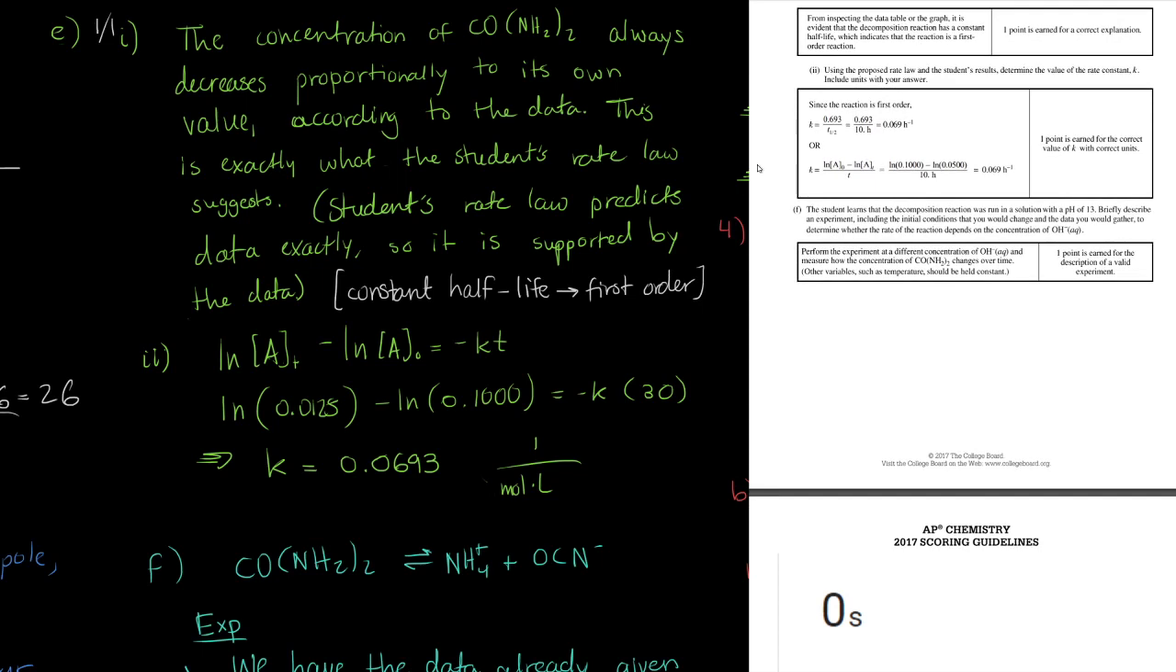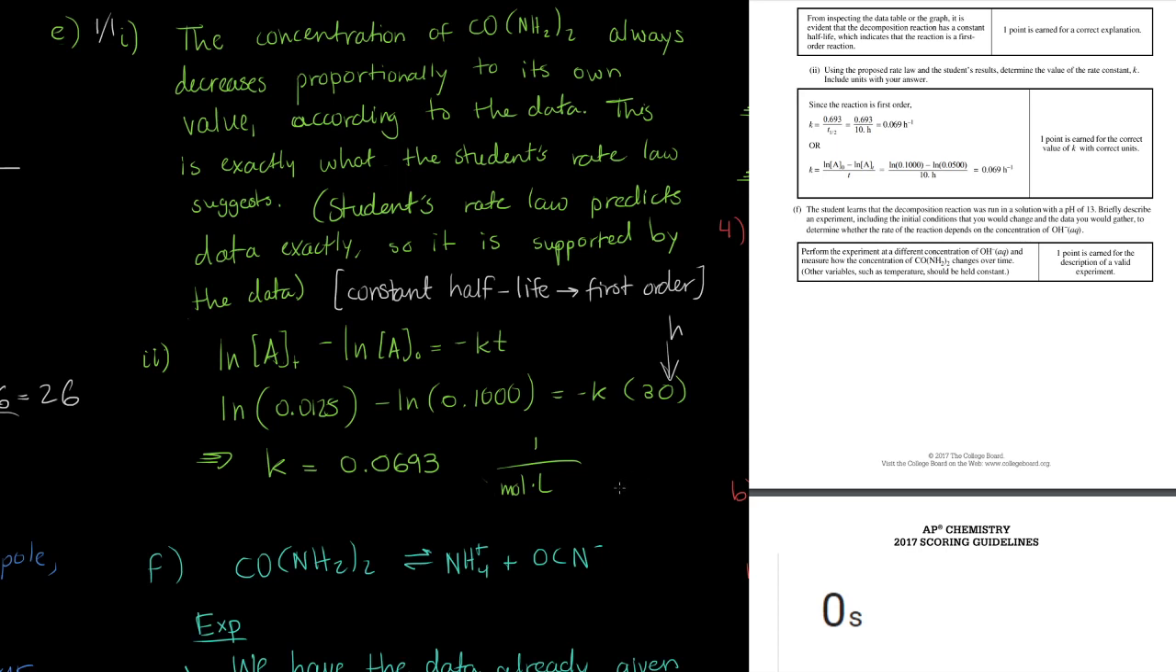Using the proposed rate law and the student's results, determine the value of the rate constant. H minus. What in the world is H? Hours! Oh! Remember how I said this was 30 hours? Again, these are the kinds of things that I think I should just write out units and be extra careful about not making these kinds of silly mistakes. I said this was 30 hours.